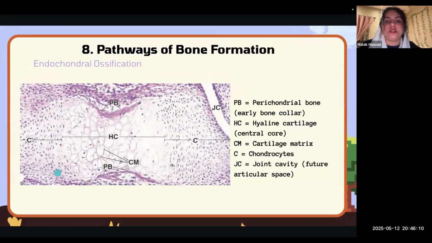So here, this is a picture, okay, of endochondral ossification. What you have here is the hyaline cartilage, okay? You have the cartilage, the chondrocytes, okay? The cartilage matrix, which is between the cells, and you have here the perichondrial bone, okay? Which is the bone collar that is forming here. And this is the joint cavity, which is the future joint.